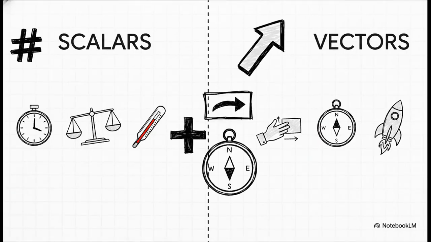So, when you boil it all down, it's this simple. Every single measurement in our physical world is either a scalar, which is just a number, or a vector, which is a number and a direction. And the one single thing that separates them is that one crucial detail: which way?